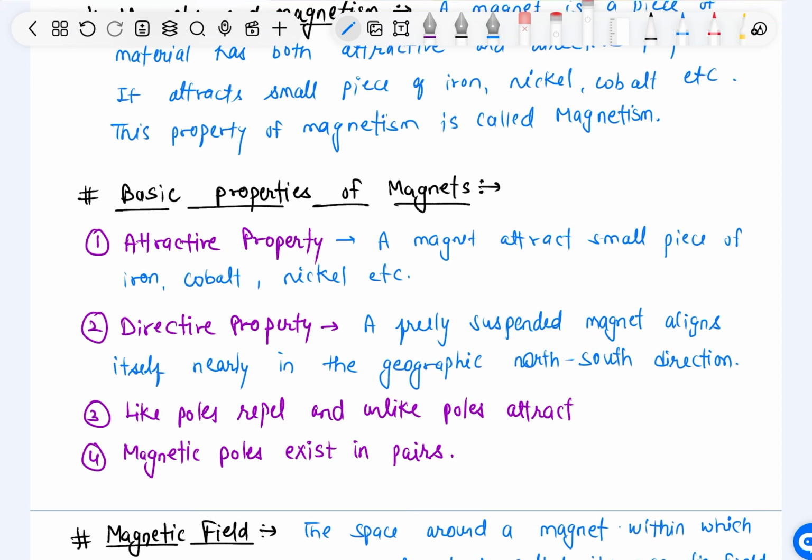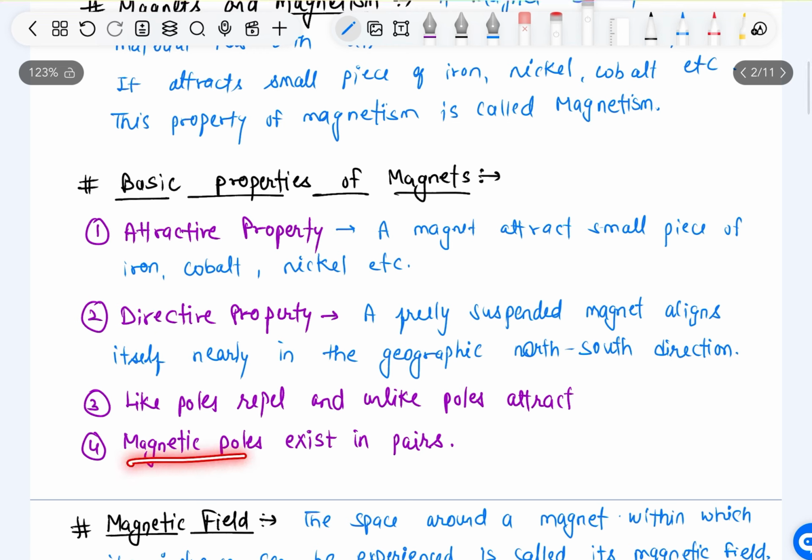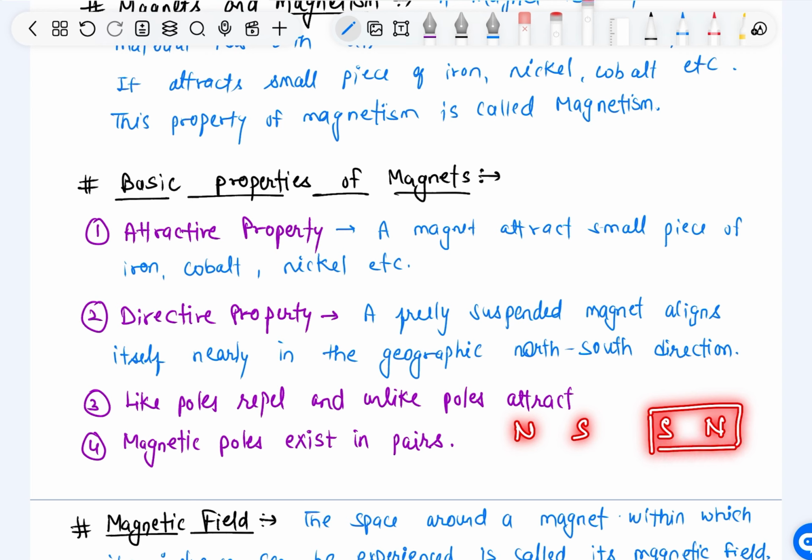The next property is that like poles always repel each other and unlike poles attract each other. Next, magnetic poles exist in pairs, meaning there is always a north and a south pole, and if there is a south pole then there is a north pole also. They cannot exist in a single form; a single north or south pole cannot exist in nature.